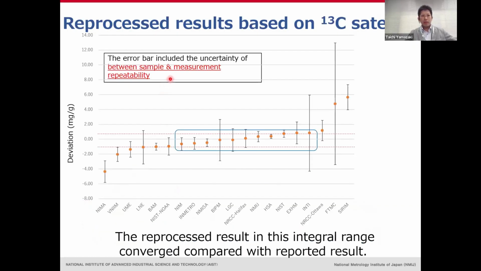This is a result of the reprocessed data. As you showed, half of the laboratories included the reference values. In this case, we compare the reprocessed result in the integral range with the reported result. Some results are not so changed.